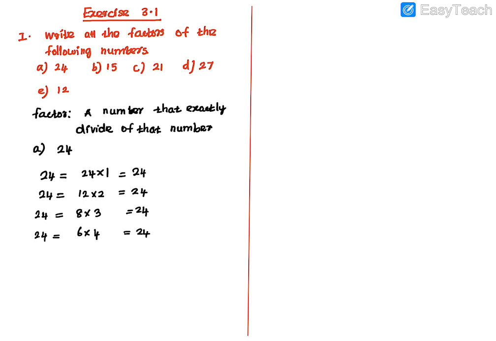Next, check the fifth table. How many 5s are 24? No number comes, because 4 fives are 20 and 5 fives are 25, but the given number is 24. So the fifth table will not come. Next, the sixth table: 4 sixes are 24. Next, the seventh table: 1 seven is 7, 2 sevens are 14, 3 sevens are 21, 4 sevens are 28, so 24 will not come.